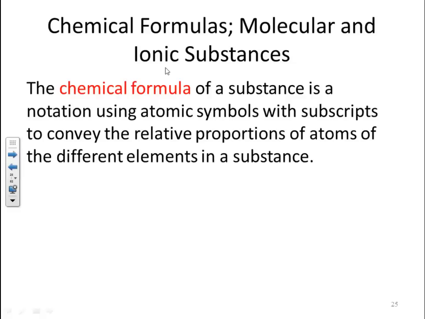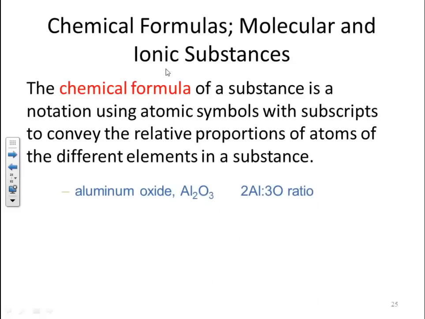The chemical formula of a substance is a notation using atomic symbols with subscripts to convey the relative proportions of atoms of the different elements in the substance. How many of each atom is needed to make up a substance is represented in the chemical formula.